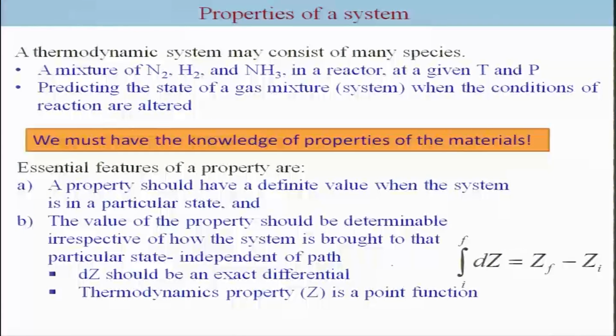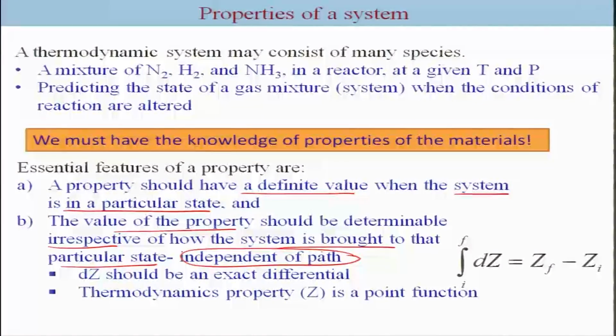So how do we define a property? Or in other words, what are the essential features of a property? A property should have a definite value when a system is in a particular state. So it does not depend on how the system arrived at a certain state. Once you arrive at a certain state, it will have a specific property. The value of the property should be determinable irrespective of how the system is brought to the particular state. In other words, the property is independent of path.